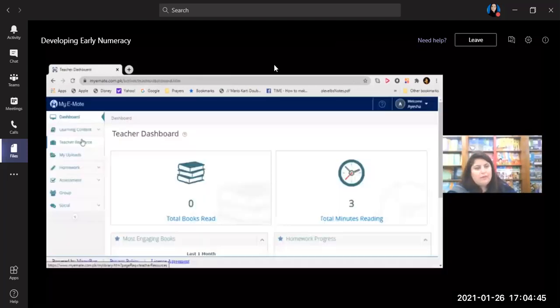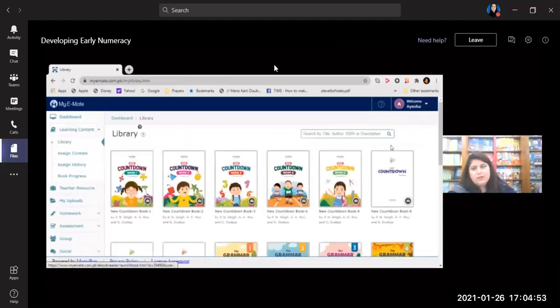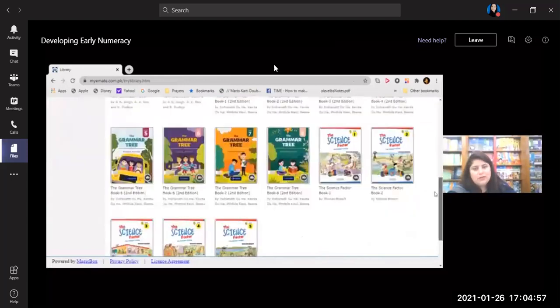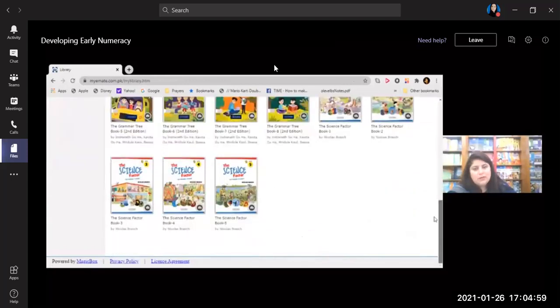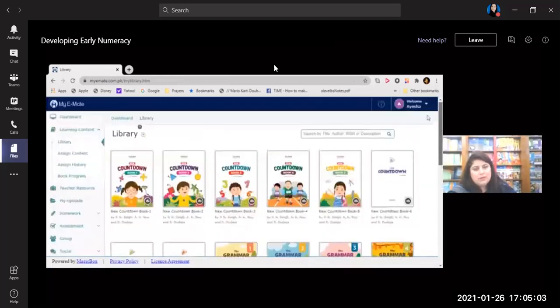So this is the eMate, and you can access all the books and incorporate digital learning through the eMate. Ms. Aisha also spoke about Oxford OWL, so you can also access those resources and make your learning impactful.